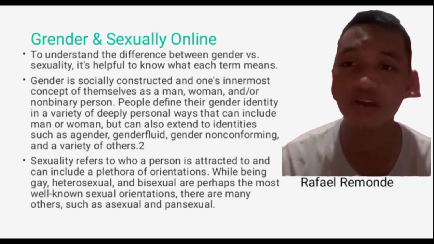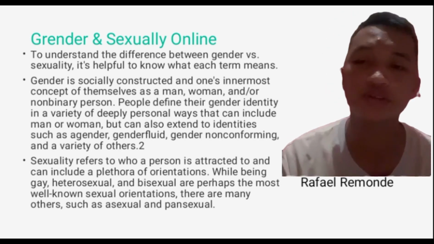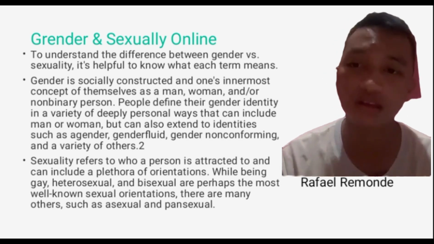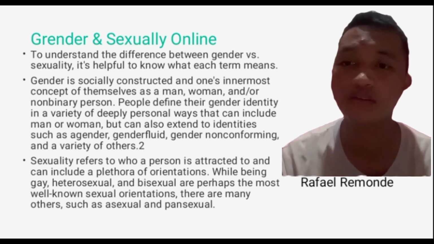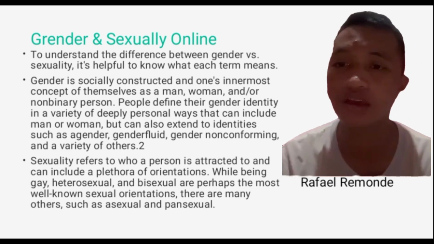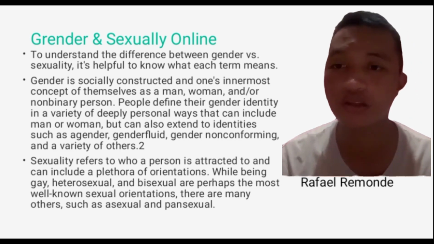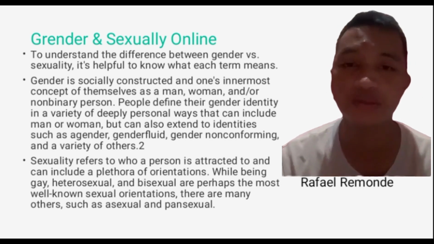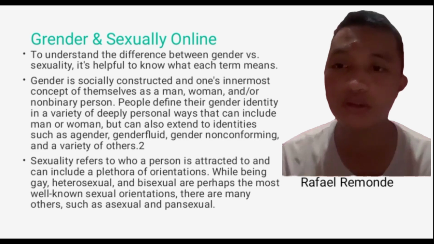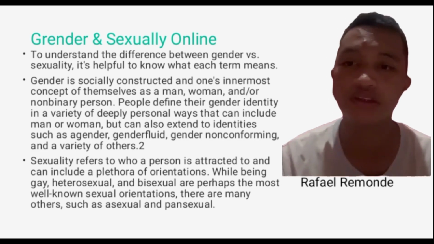Sexuality refers to who a person is attracted to and can include a plethora of orientations. While being gay, heterosexual, and bisexual are perhaps the most well-known sexual orientations, there are many others such as asexual and pansexual.